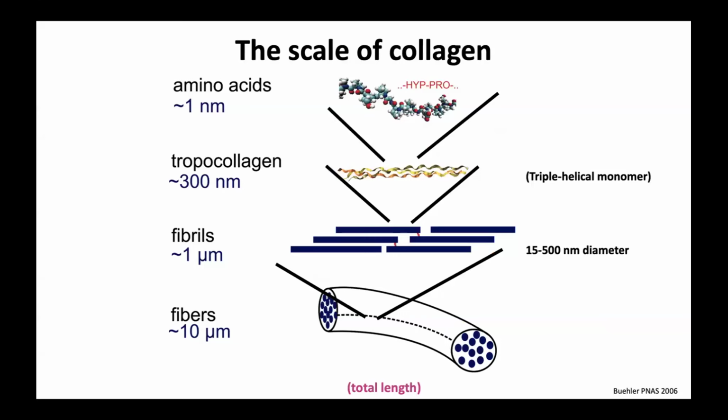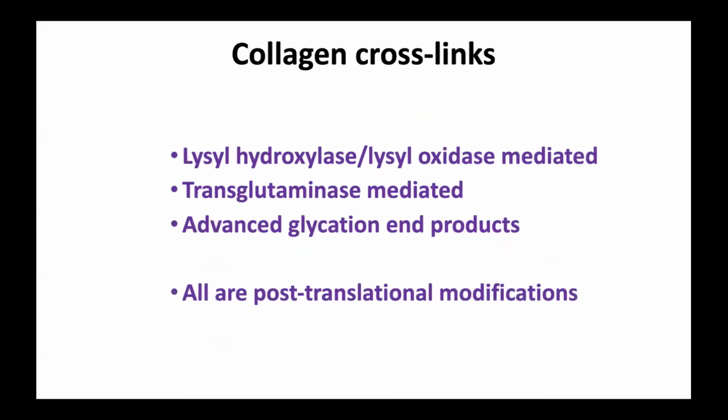I just wanted to give you a sense of the scale of collagen, the different forms of collagen. Again, this is not the greatest slide, but it's been really hard to find better ones. You get a sense of going from an amino acid to the tropocollagen, that's the triple helical monomer, to the fibrils, to the fibers. This side shows what the length is. The diameter of a fibril is going to be 15 to 500 nanometers, but it's going to vary depending on tissue and context. That gives you roughly what scale we're talking about.